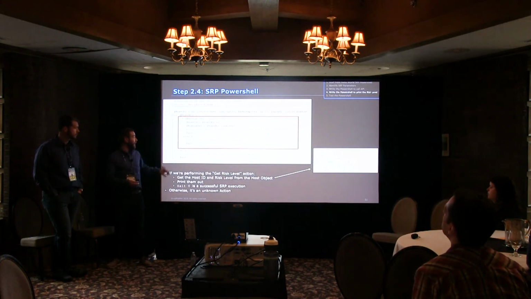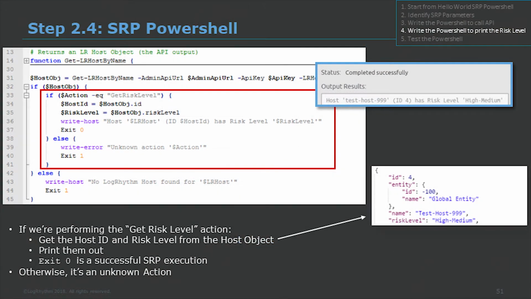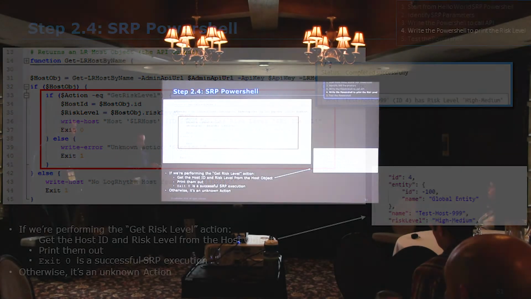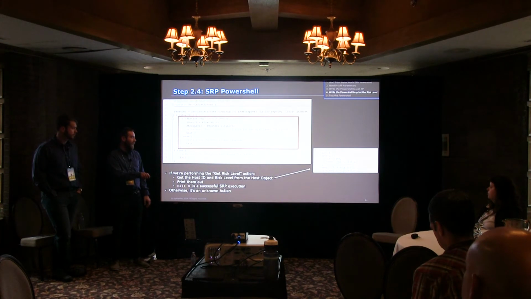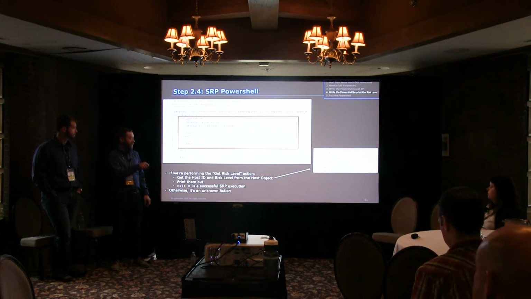This next part here is saying, all right, I found a host. Now if I'm going to get the risk level, that action that we said earlier, and you might be adding other if statements down here, or switch statements that say if set risk level. But for now, we're saying if I'm getting the risk level, I'm just going to pull this host object .id, and just, again, flipping back to the Postman, ID was 4, and risk level was high medium. And I just make a variable for each and write that out into the right host.